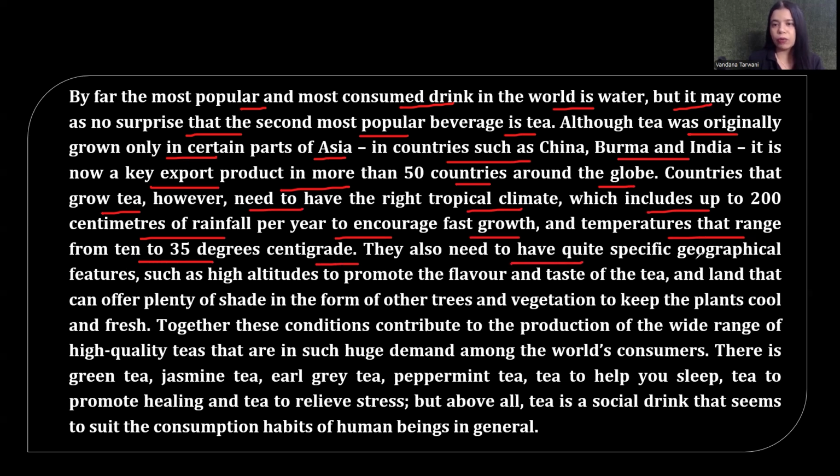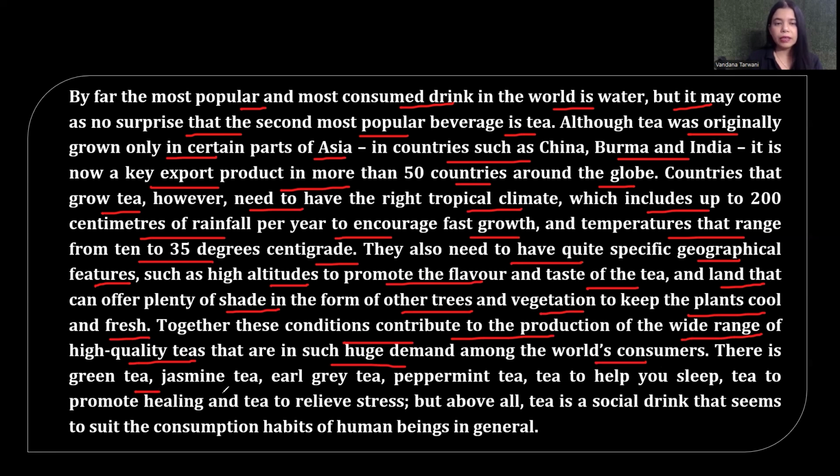They also need to have quite specific geographical features, such as high altitudes to promote the flavor and taste of the tea, and land that can offer plenty of shade in the form of other trees and vegetation to keep the plants cool and fresh. Together, these conditions contribute to the production of the wide range of high quality teas that are in such huge demand among the world's consumers.